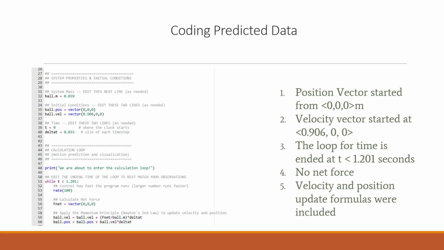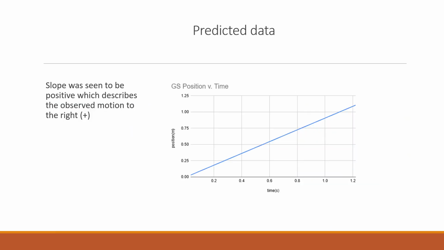Getting into the coding that we did for the computational model, we took all that data, put it into this code. We used a while loop at t less than 1.201 seconds. We have no net force, and velocity and position update formulas were included, and this model gave us some data. From the data, we have a position versus time graph. As you can see, because there's no net force, it is an exactly straight line moving to the right with a positive slope in line with how the truck actually moved in the video.